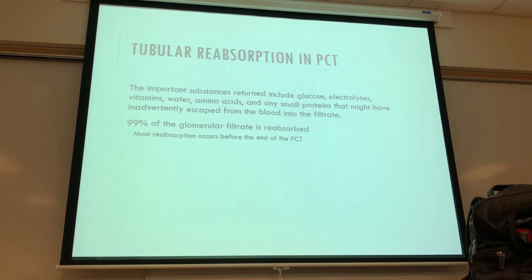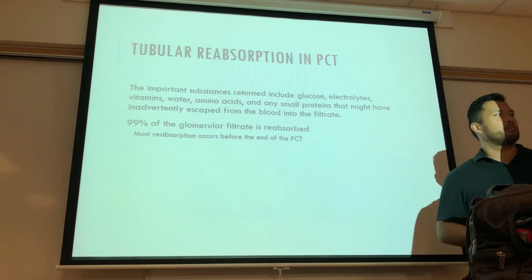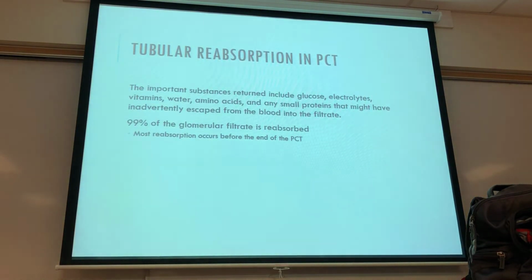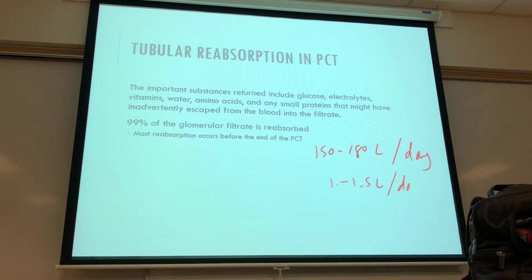Now, tubular reabsorption. How much do we reabsorb? About 99% of what was present in the glomerular filtrate is going to be reabsorbed. So as I mentioned, about 150 to 180 liters per day. And we're going to reabsorb 99% of that, which is going to bring us to about 1 to 1.5 liters per day in urine. So we're going to have to reabsorb a lot.